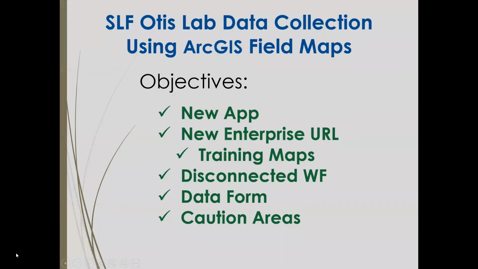And the things that we talked about today, we talked about that new app. We talked about the 2 URLs to be careful of. We overviewed that disconnected workflow. We took a look at the data form and performed some of those trapping workflows together. And we went over some of the caution areas for you to be especially concerned with and really take note of.